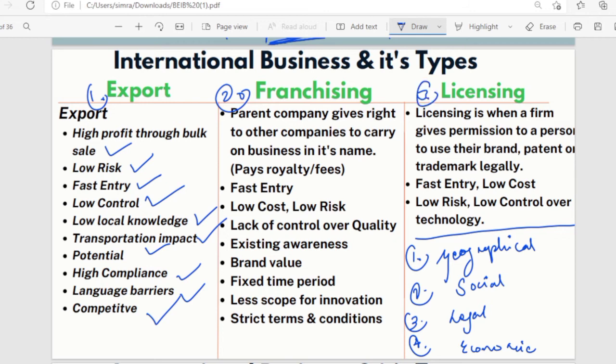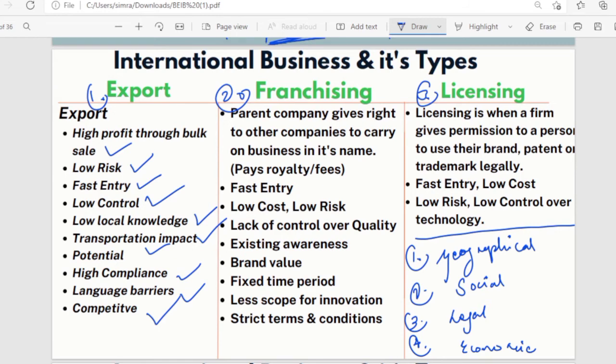So I'll take franchising and licensing together so that I can tell you the exact difference between them. It will be easy for you to remember also. Now, since this is not a live class, this is a recorded one, you will have to comment down whatever the questions I am going to ask. Whichever questions I ask, you need to comment them down, because then only will I come to know whether whatever I'm teaching, you're understanding or not.